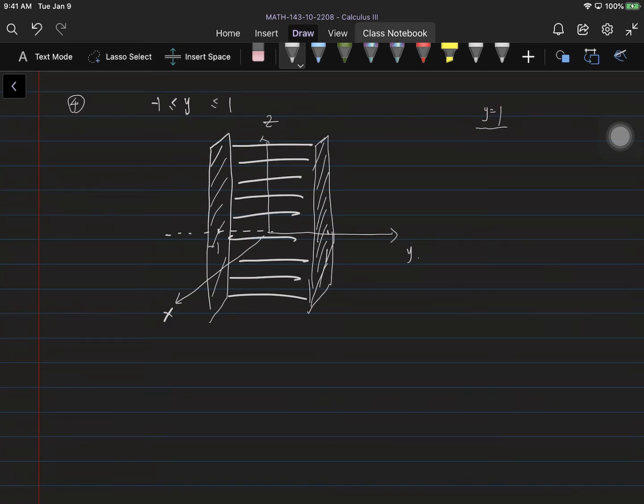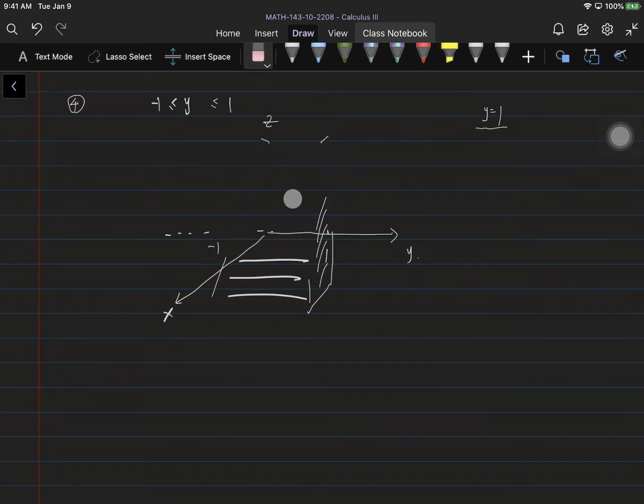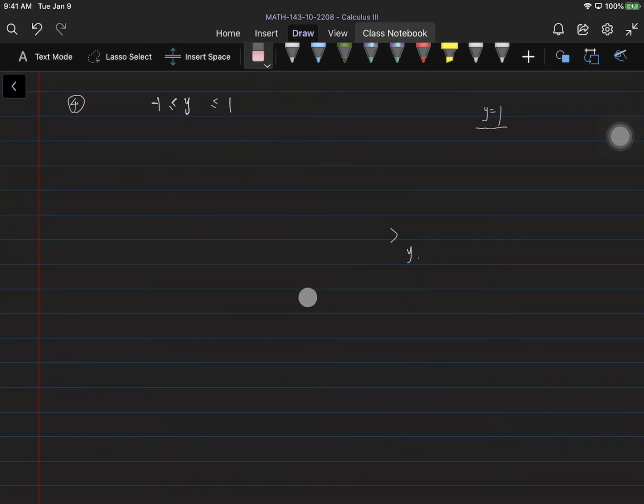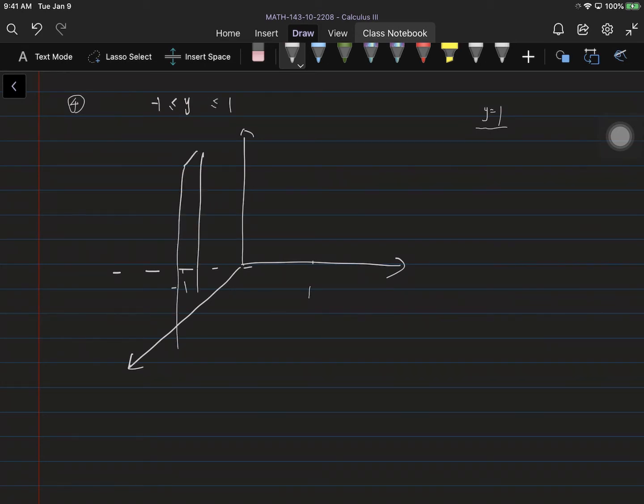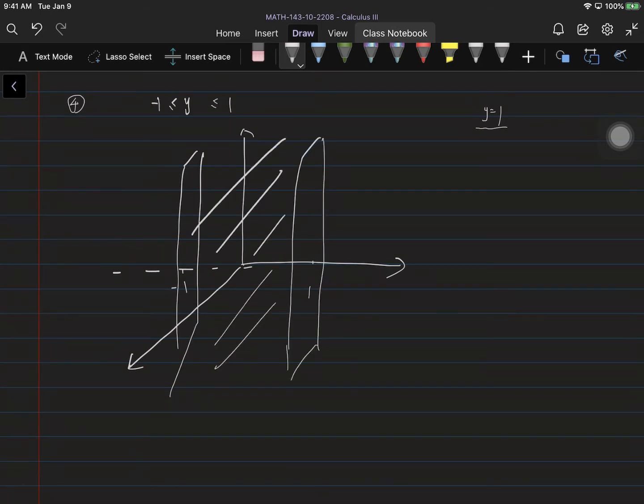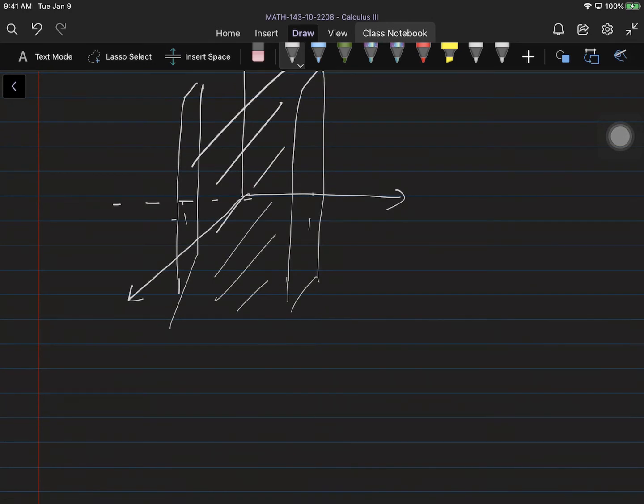Yeah, I can draw a better one, so let's see. This is kind of messy. Let's just draw this way. Y equals -1, y equals 1, and we draw two planes here, and then the space in between. Okay. We say that is the slab between the plane y equals 1 and y equals -1.